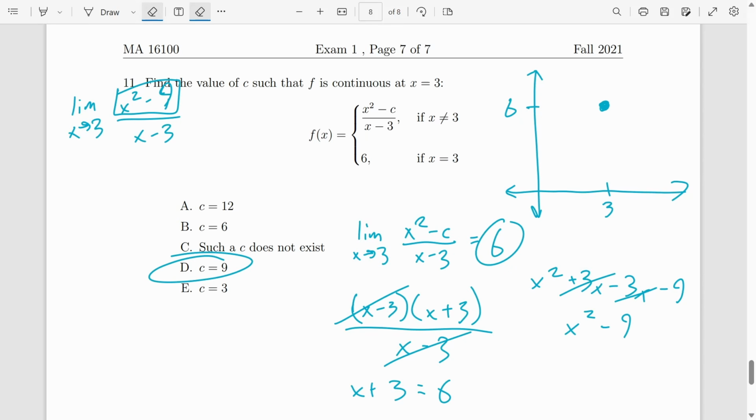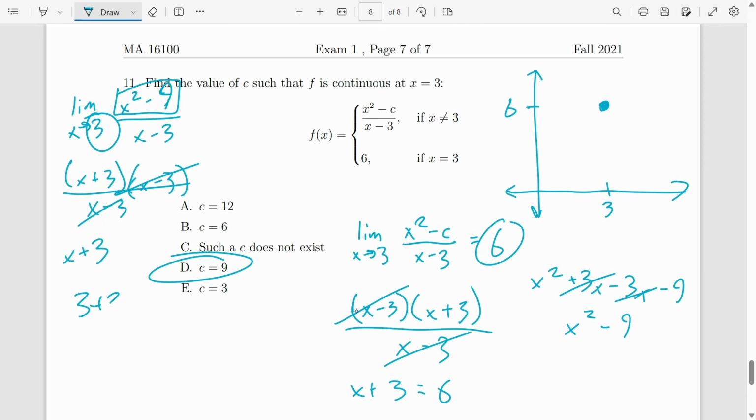The difference of squares here will evaluate to x plus 3 and x minus 3 all over x minus 3. These two cancel out. We're just left with x plus 3. And when we plug in the original value, we get 3 plus 3, which equals 6. So we know we did things right. We found our value of c, which is 9.